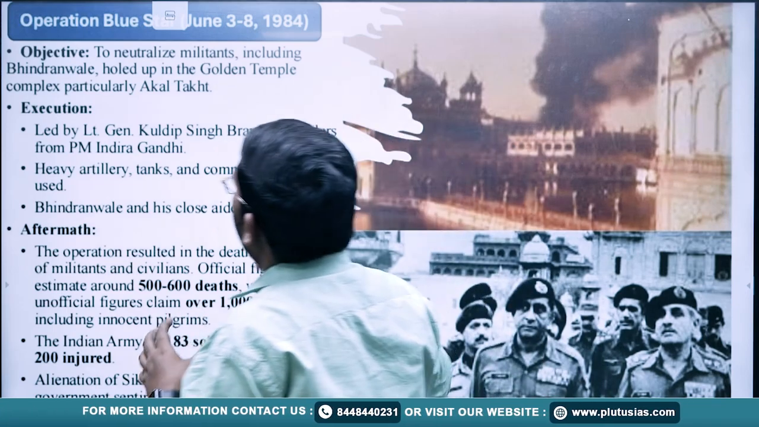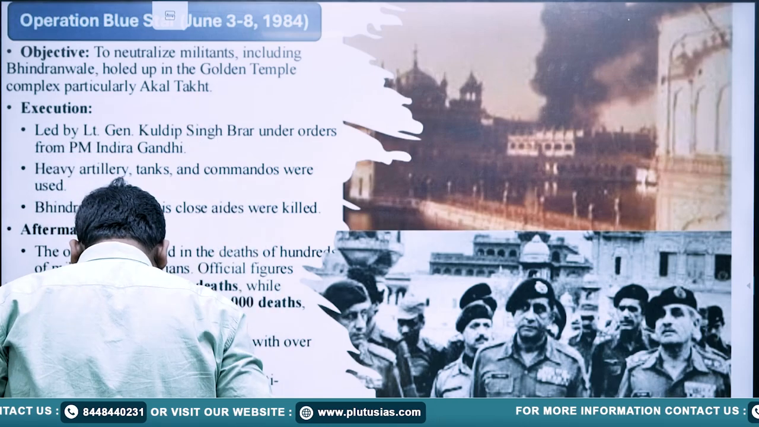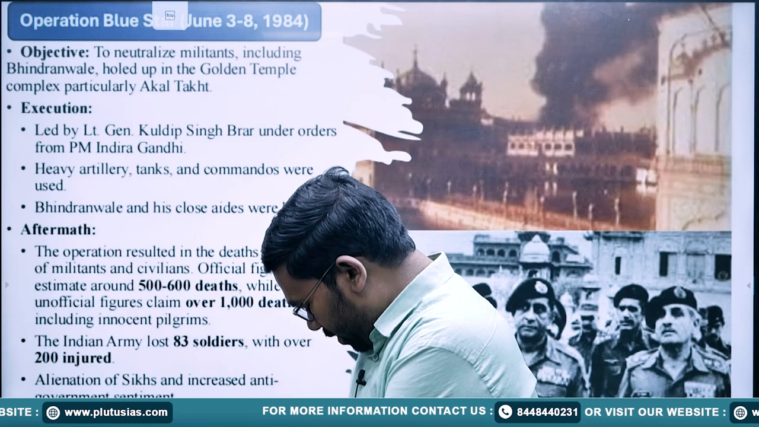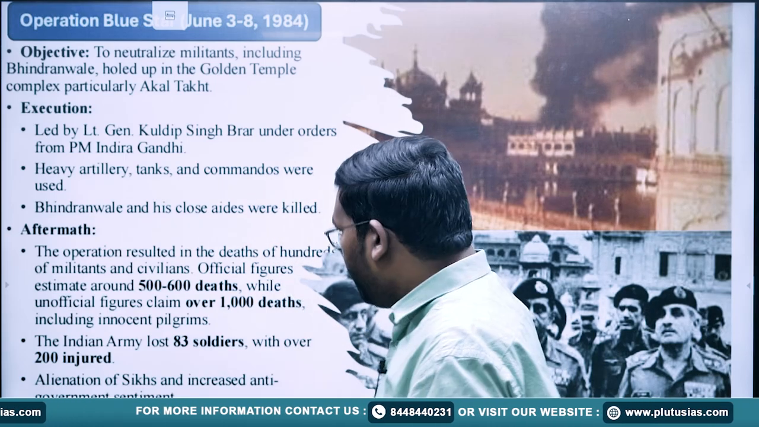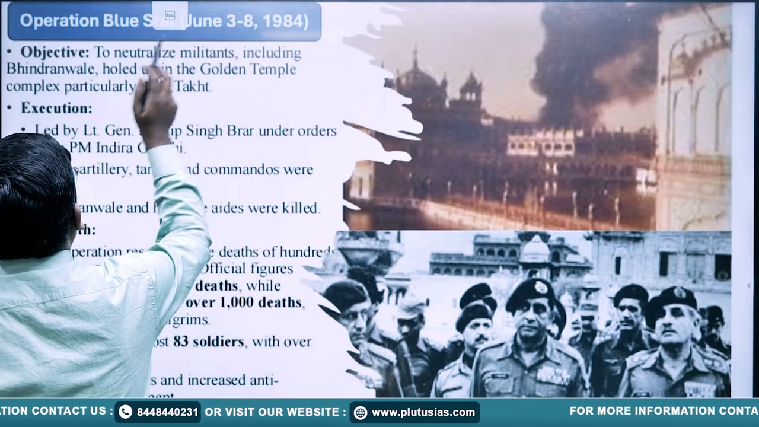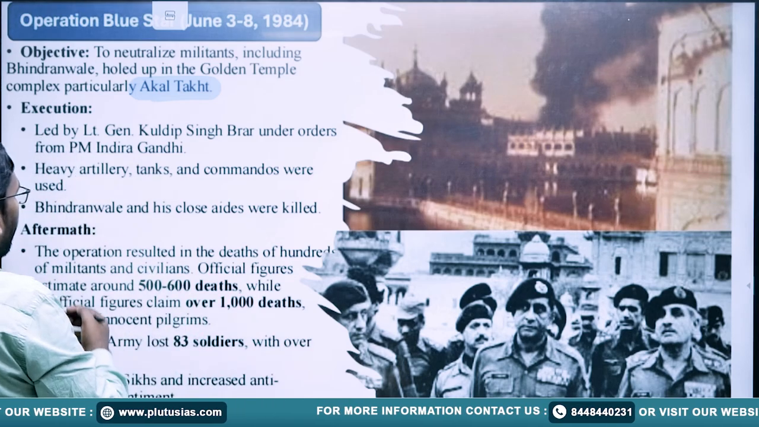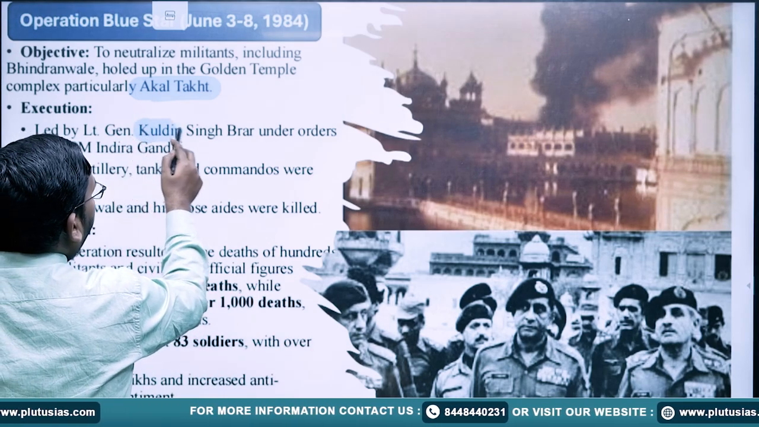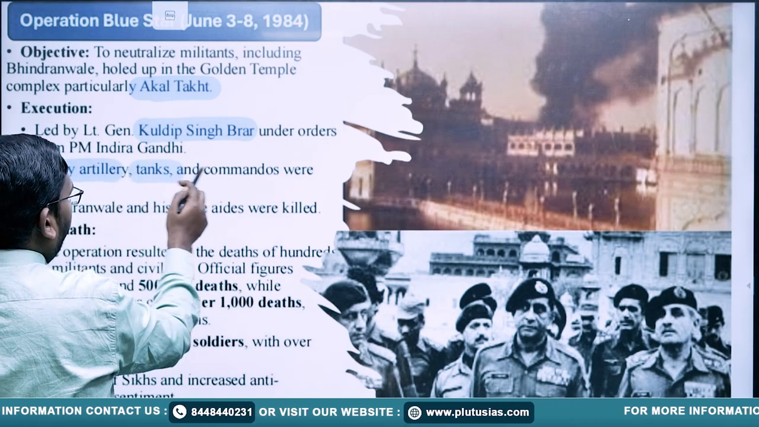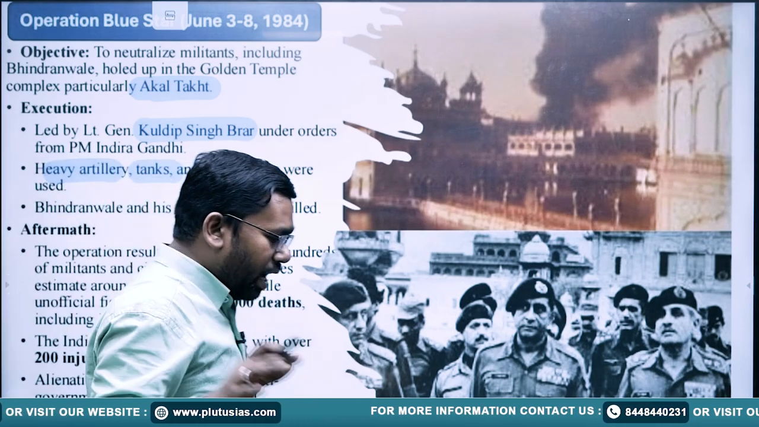The simple aim of Operation Blue Star was to neutralize the militants. Right? What did we have to do in this? We had to neutralize the militants, including Bhindranwale, who had hidden in the Golden Temple, particularly the Akal Takht. This was executed by Lieutenant General of the Indian Army Kuldeep Singh Brar, under the order of PM Gandhi. Heavy artillery, tanks, and commandos were deployed, and Bhindranwale and his close aides were attacked and killed.